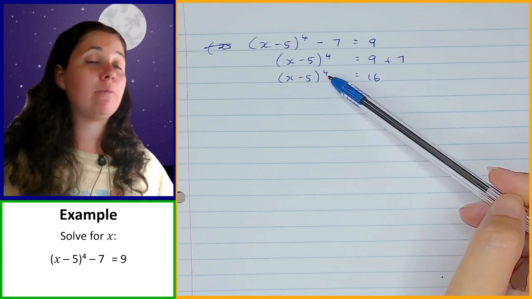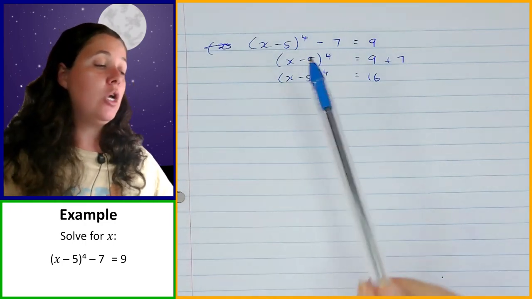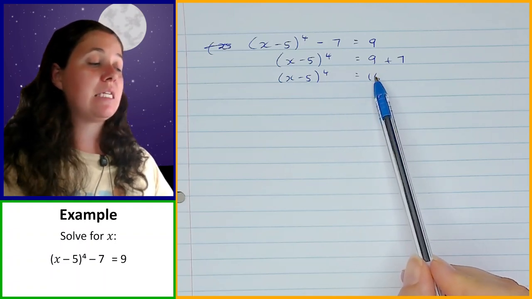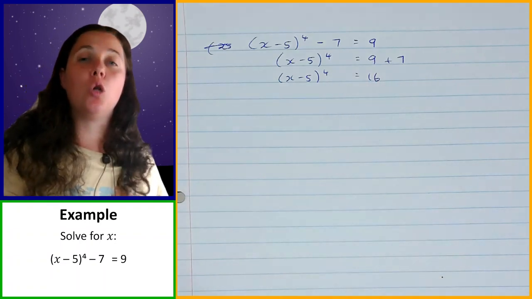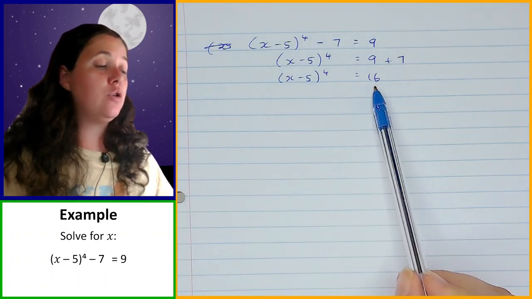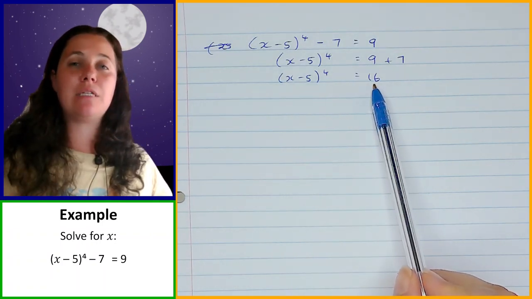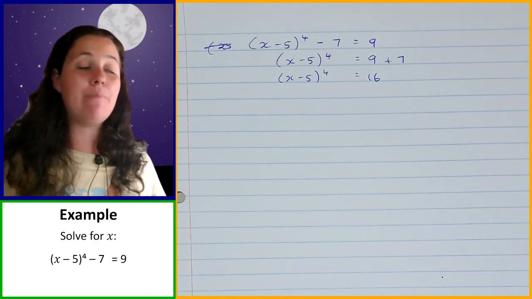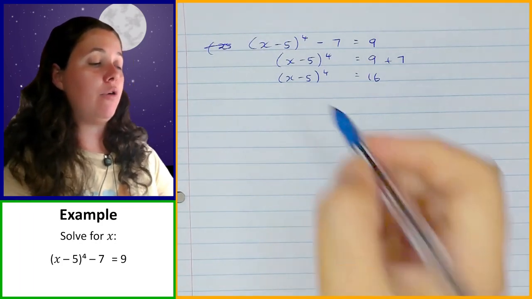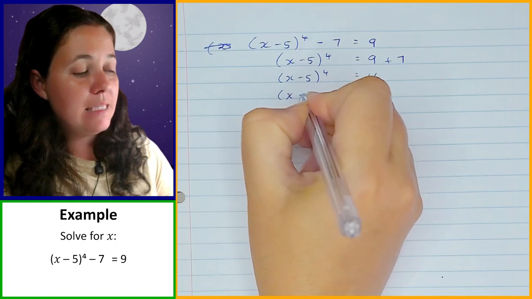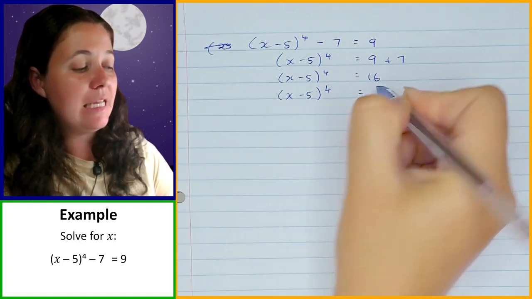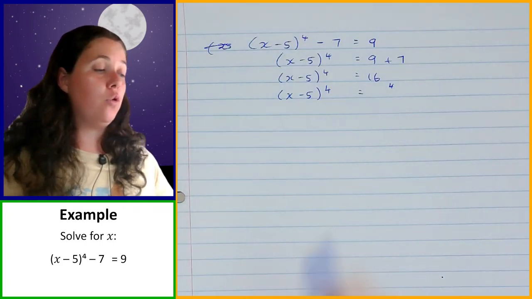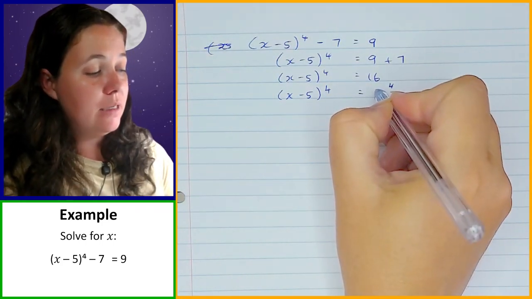So what I'm going to do is make the exponents the same. If I've got an exponent over here, which is 4, I need to get an exponent over here which is also 4. So now I need to look at 16. Can that be written as anything to the power of 4? What can I make my base to the power of 4? I've got x minus 5 to the power of 4, and I need to get something to the power of 4. Now, 2 to the power of 4 is going to give me 16.